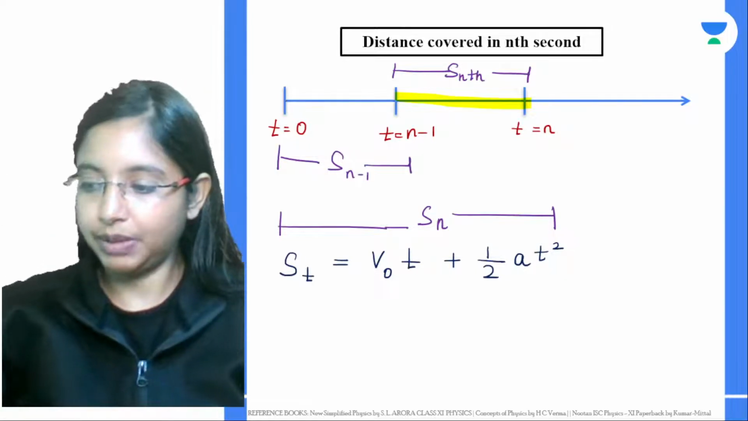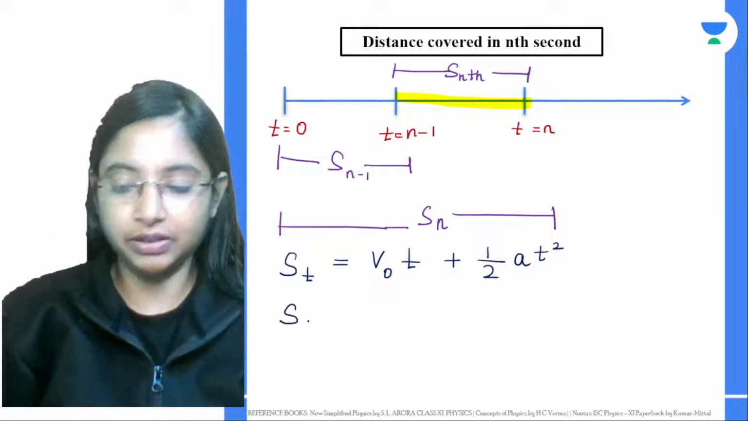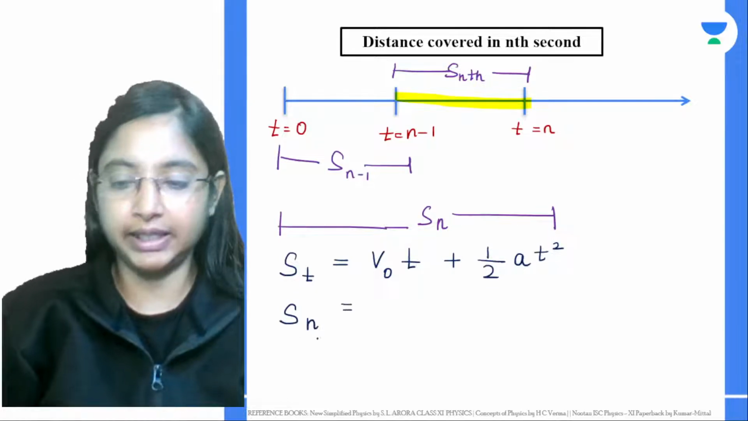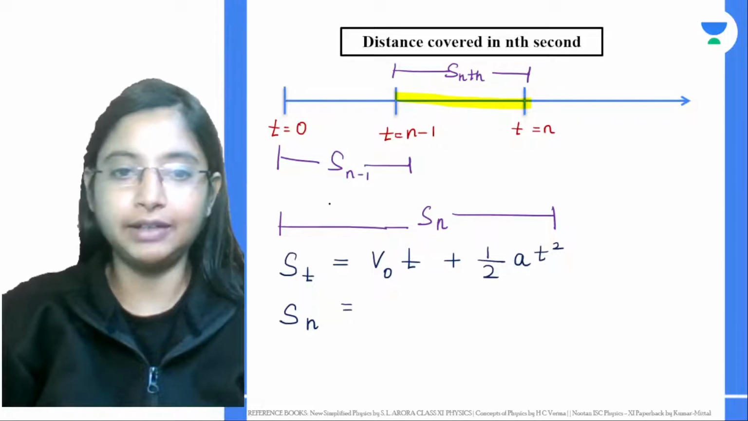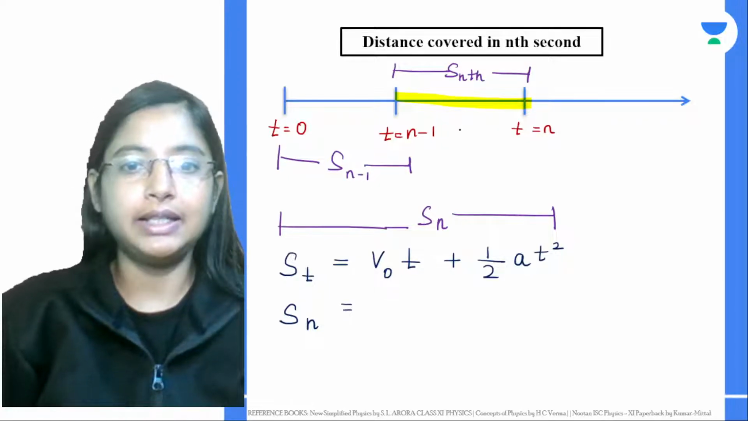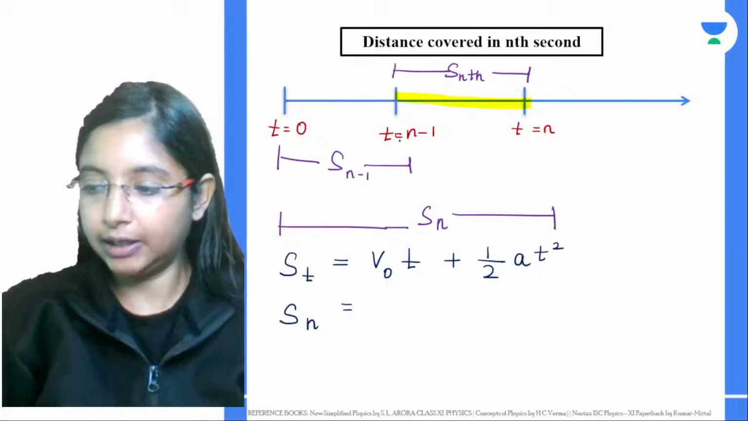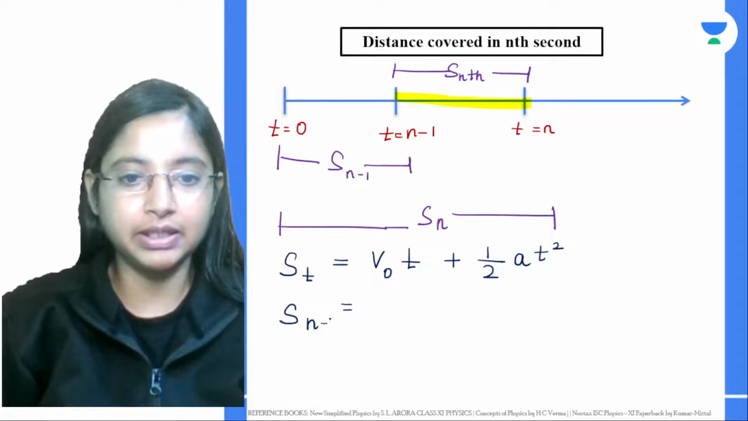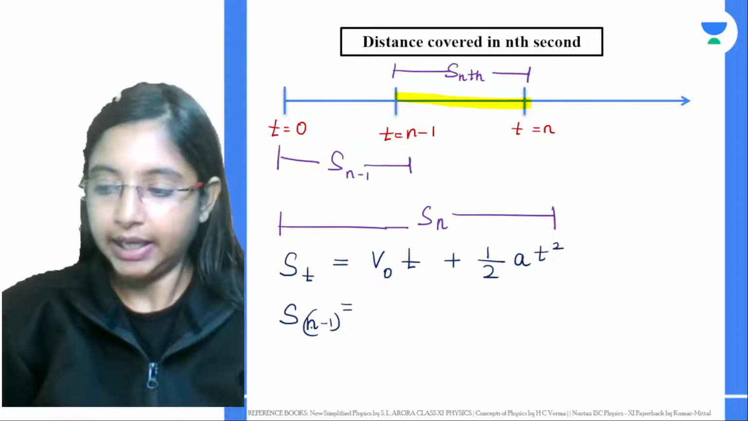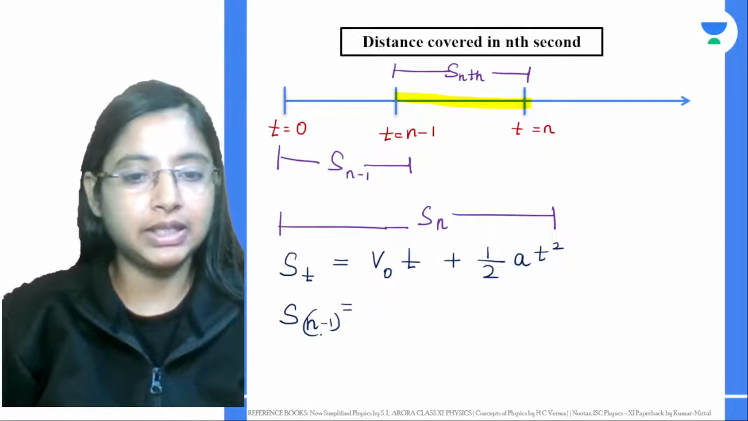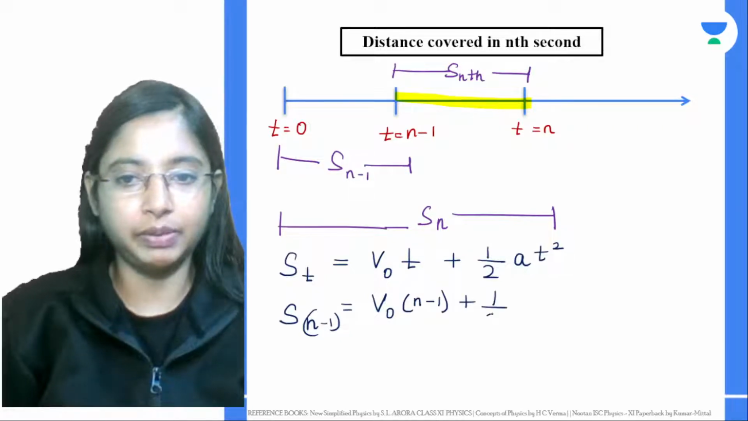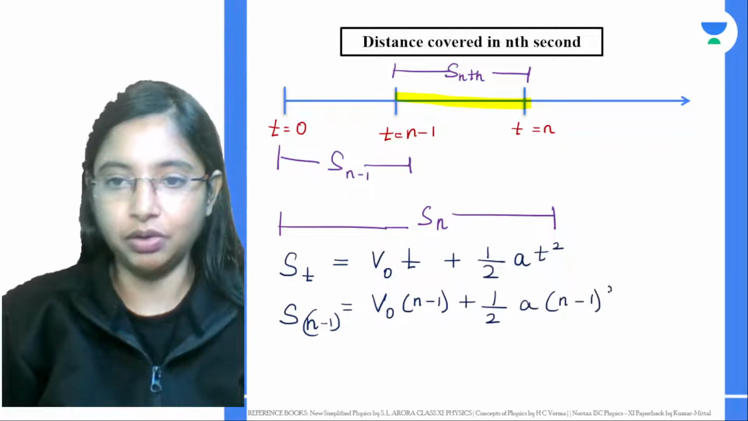Now the next part is what will be the distance traveled in the nth second. Let's say the distance traveled in the first t seconds, and then the distance traveled in the first n minus 1 seconds. Distance traveled at t seconds is v naught t plus half a t square, right? Distance traveled in n minus 1 seconds will be v naught, and in place of t we write n minus 1. So this will be plus half a into n minus 1 the whole square.